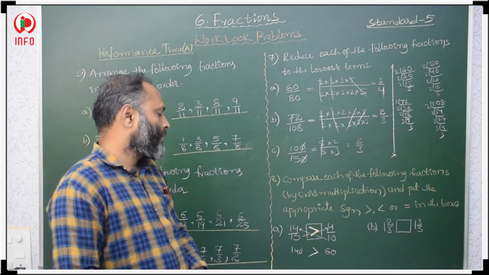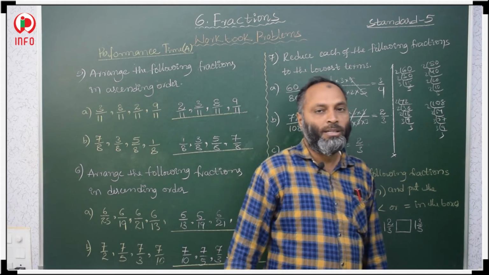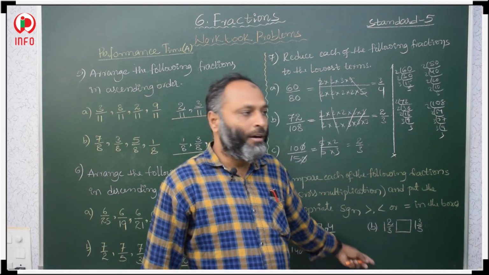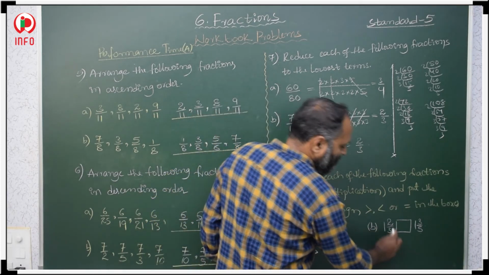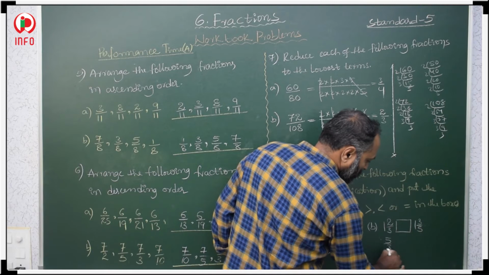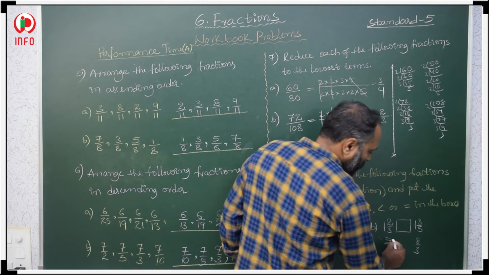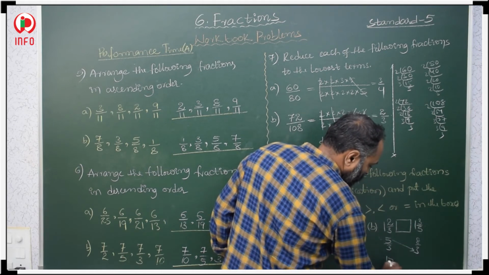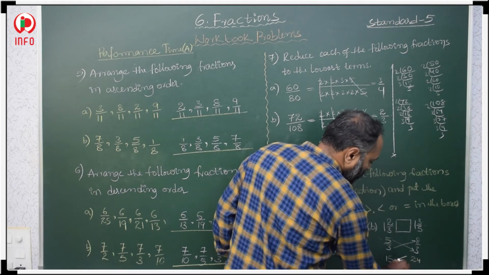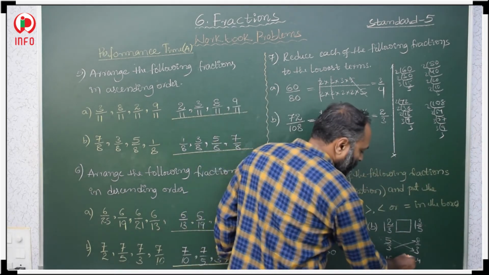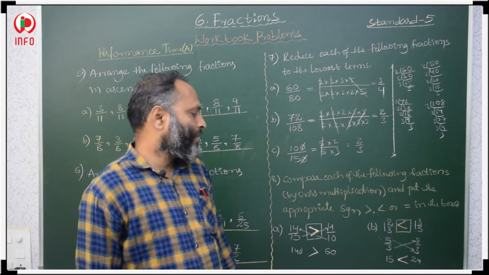Okay. Now, here also we have to apply the cross multiplication method. Before applying it, we have to convert this mixed fraction into improper first. 3 ones are 3, 3 plus 2 is 5, 5 by 3, 8 by 3. Now, cross multiplication. 5 3s are 15, 3 8s are 24. 24 is bigger, means 15 is smaller than 24. So 1 2 by 3 is smaller than 1 3 by 5.